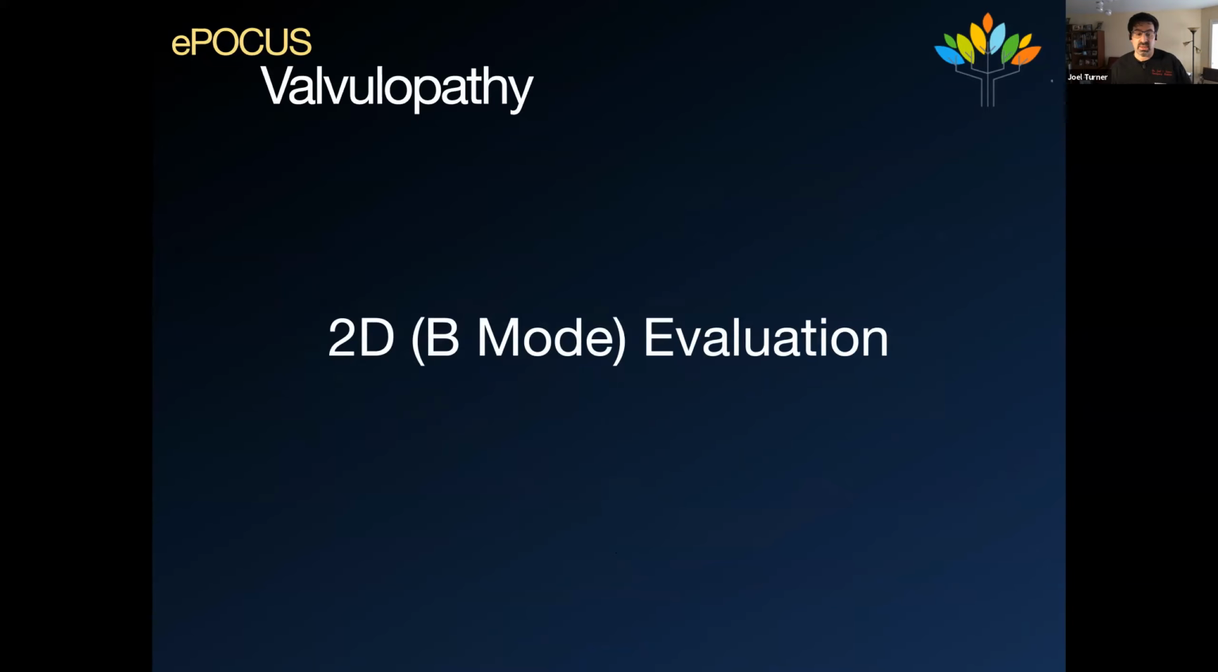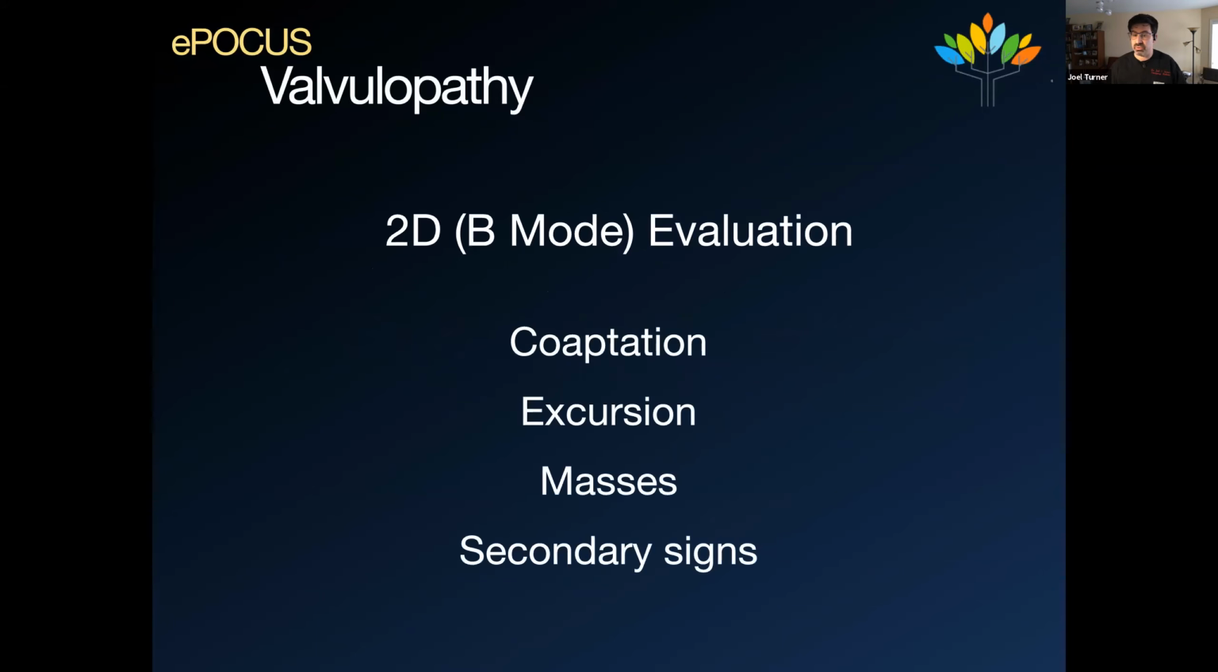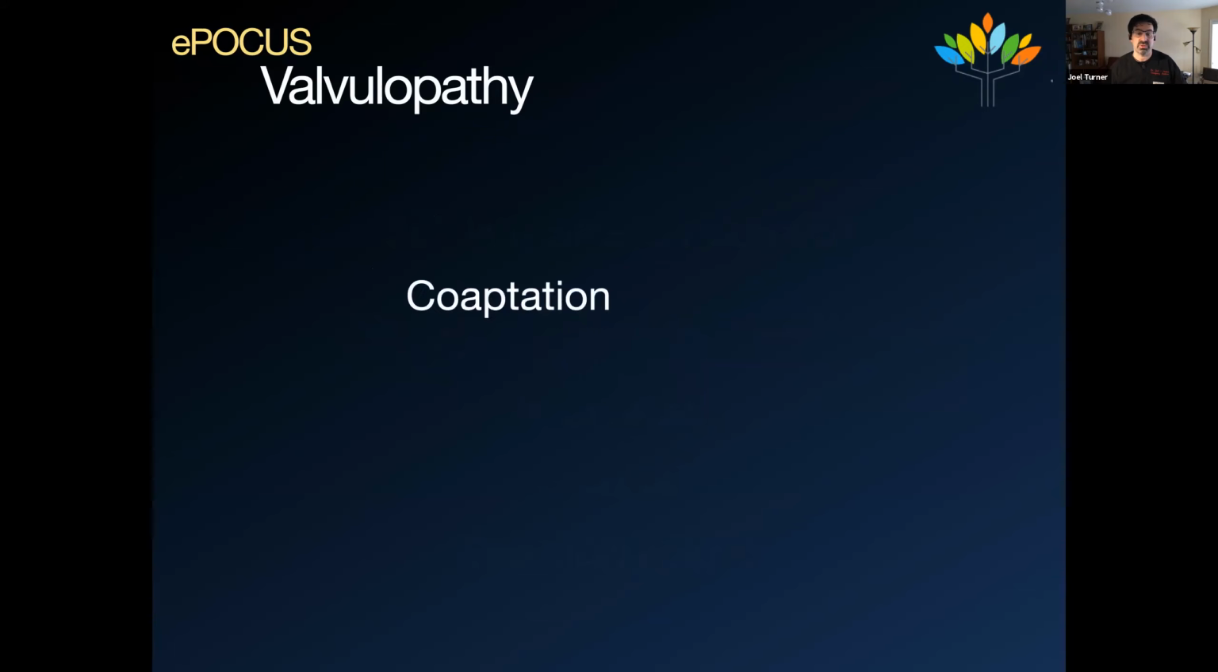So when you want to look at them, you want to use a simplified approach. First, do a 2D or B-mode evaluation. That's the same thing as what you're doing in all your other images. And you want to look for four different things on your valves: coaptation, excursion, any masses, or any secondary signs of valvulopathy.